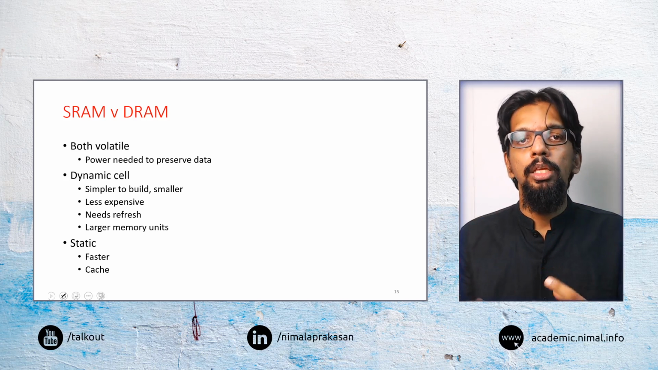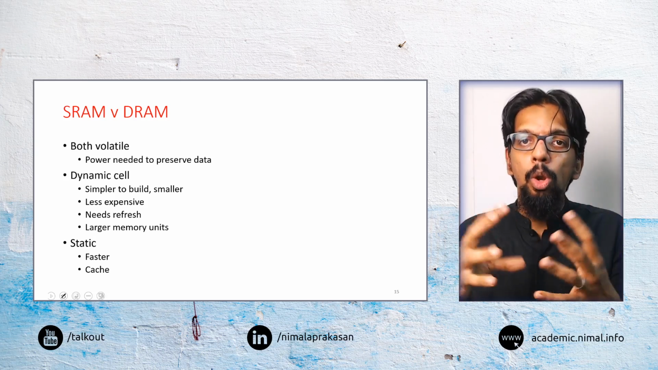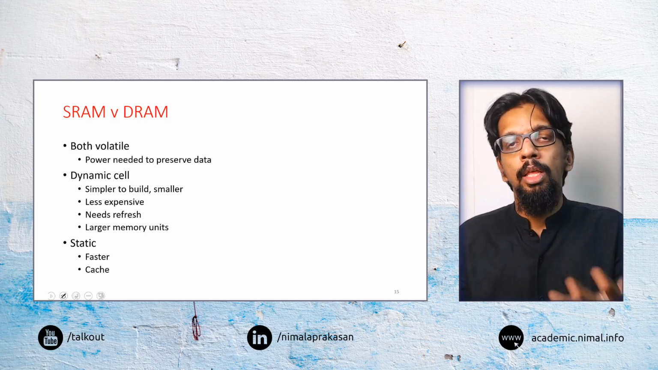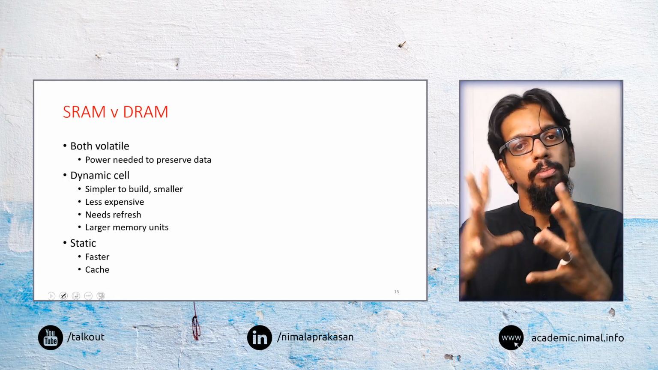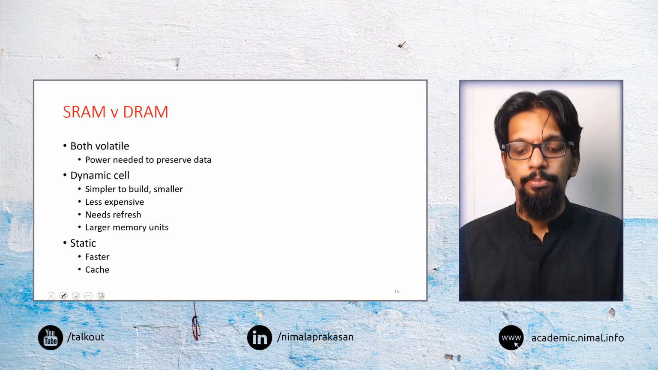So they are mostly used in cache memory type applications, where we need a smaller amount of faster memory, whereas dynamic memory is used for a larger amount of much slower memory. Again, think of the memory hierarchy here.